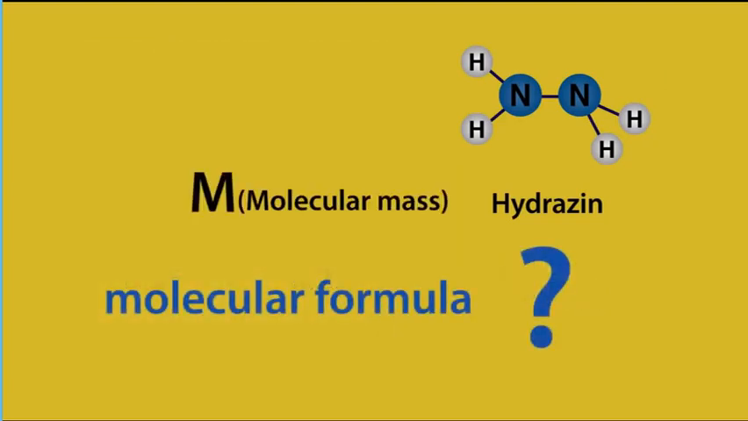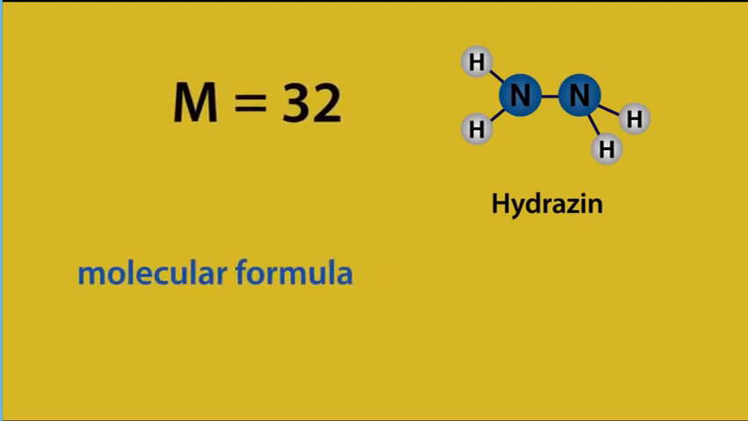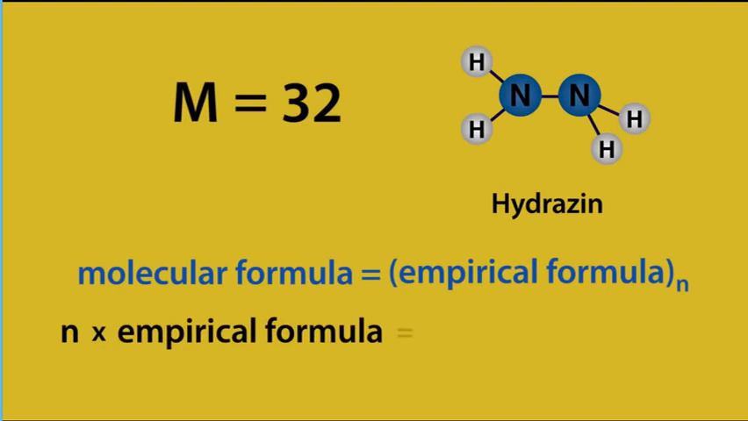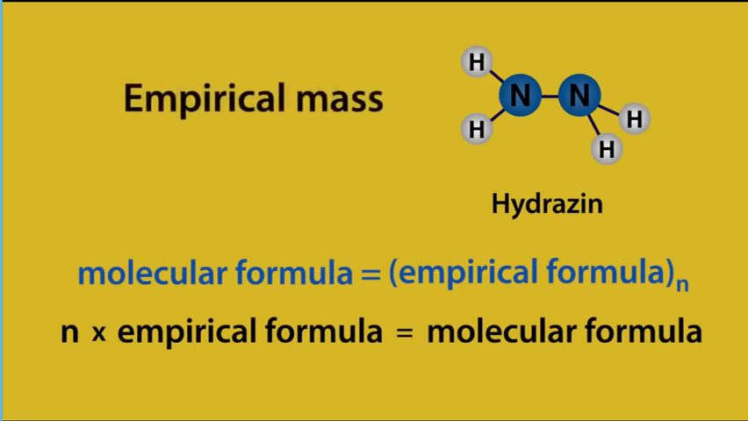The molecular mass for this compound is 32. The molecular formula is the empirical formula times N. The molecular mass will be given also, because it won't be possible for you to calculate it without knowing what the molecular mass is. N is the number by which we have to multiply the empirical formula in order to get the molecular formula. I have coined the phrase empirical mass to describe the mass of the empirical formula.